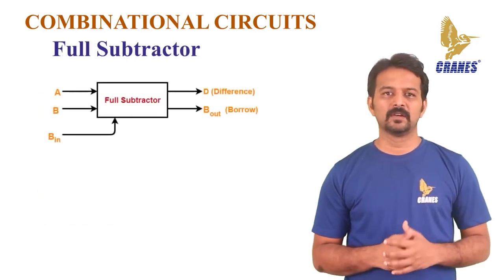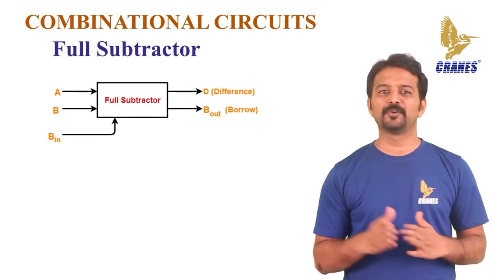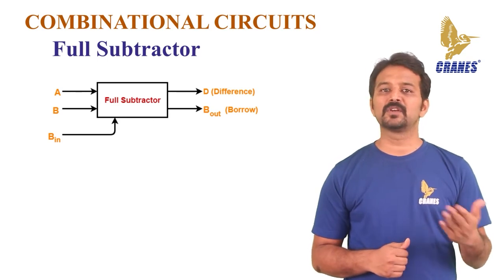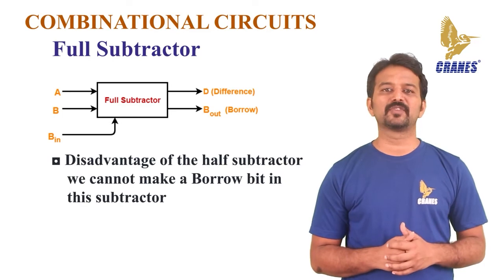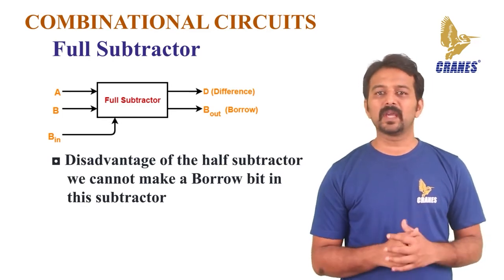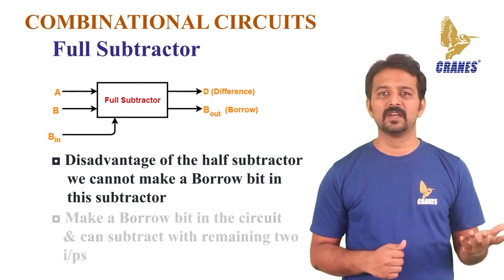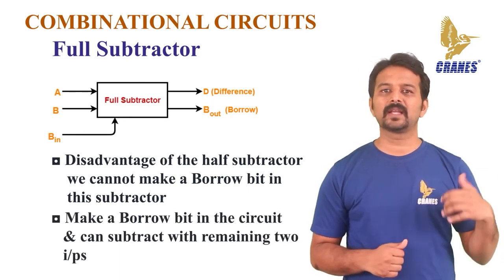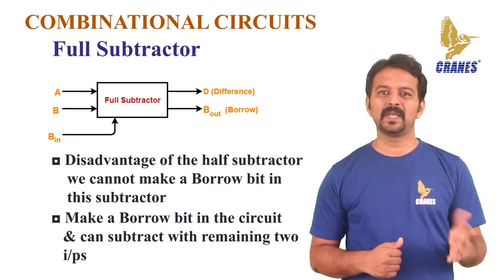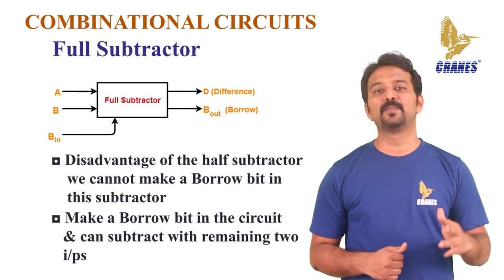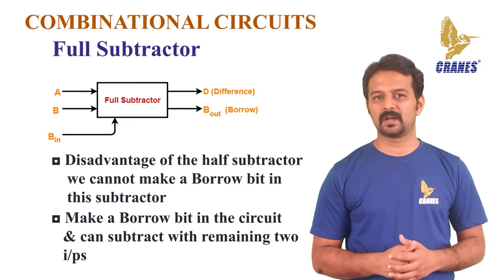Full subtractor. A full subtractor is an electronic device or a logic circuit which performs subtraction of two binary digits. It is a combinational logic circuit which is used in digital electronics. The foremost disadvantage of the half subtractor is that we cannot include a borrow bit in this subtractor, whereas in the full subtractor design we can include a borrow bit in the circuit and subtract with the remaining two inputs. Here A is the minuend, B is the subtrahend and Bn is the borrow in. The outputs are difference and Bout, that is nothing but the borrow out.